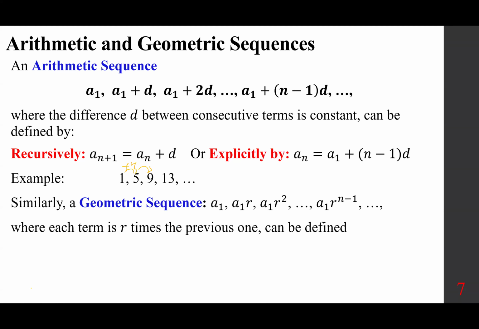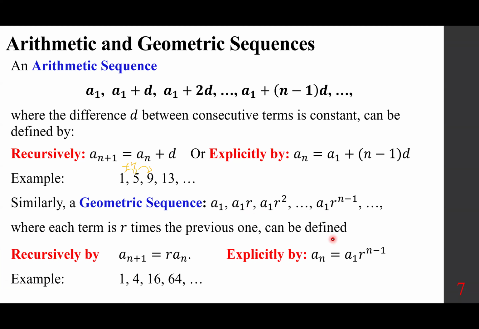Similarly, a geometric sequence, a sub 1 times r, a sub 1 times r squared, and so on, where each term is r times the previous one, can be defined recursively by saying a sub n plus 1 is r times a sub n. That means the previous one times r, or explicitly by a sub n equals a sub 1 times r to the power of n minus 1. Example: 1, 4, 16, 64. As you can see, we are multiplying by 4.